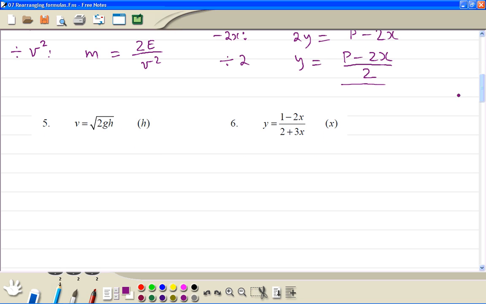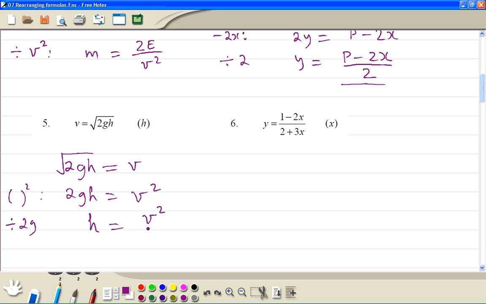Number 5, so we write the right hand side on the left first, square root of 2gh equal to v. First we can square both sides, so we have 2gh is equal to v squared. Then we divide both sides by 2g, so we get h is equal to v squared divided by 2g.